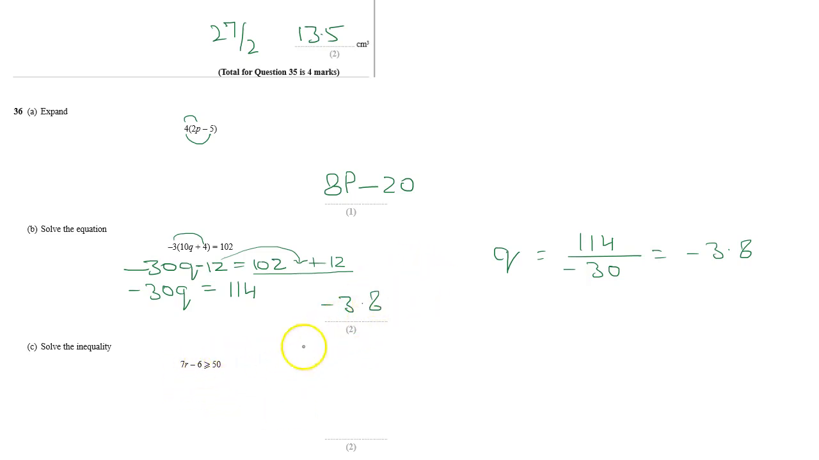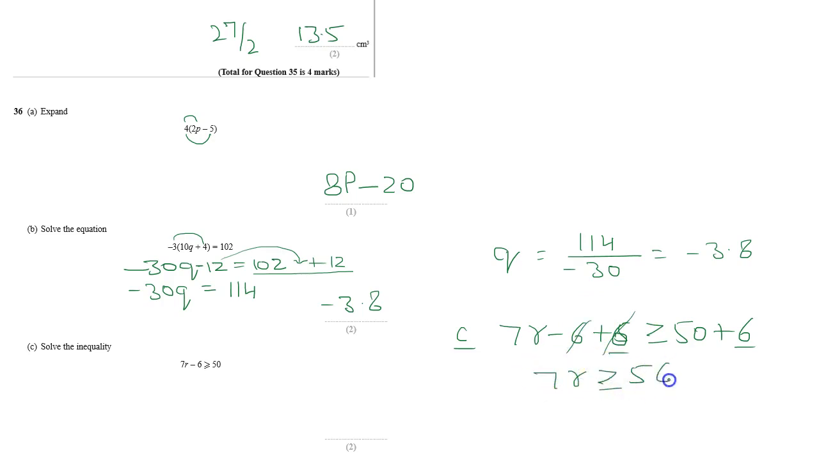7r minus 6 is greater than or equal to 50. Part C. So 7r minus 6 plus 6 is greater than or equal to 50 plus 6. We have added 6 on both sides, this cancels, so 7r is greater than or equal to 56. We are dividing by a positive number, so the sign will not change, so r is greater than or equal to 8.